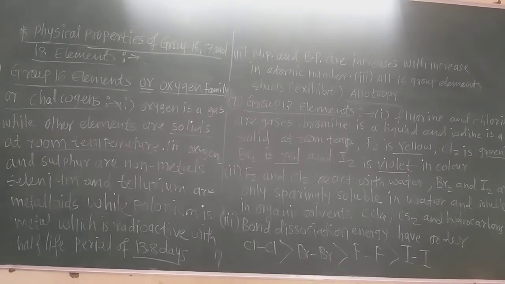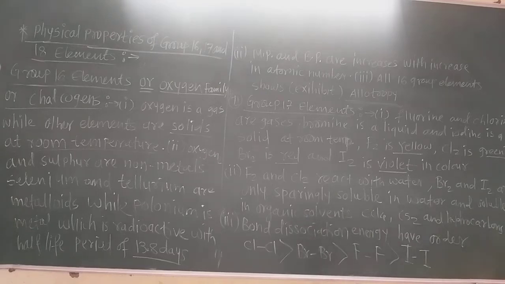Now see the physical properties of group 16, 17 and 18 elements. First, let us see the physical properties of group 16 elements. This group is also called the oxygen family. Group 16 elements are also called the oxygen family or chalcogens, that is, the mineral forming. The name chalcogens means mineral forming.